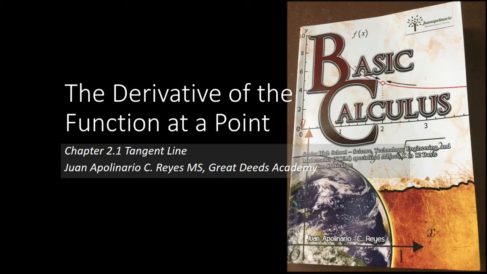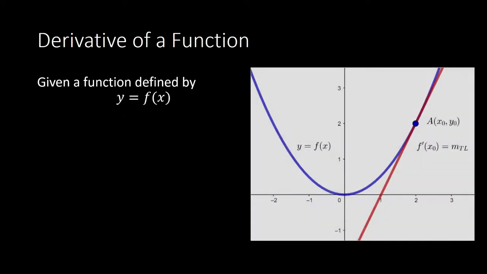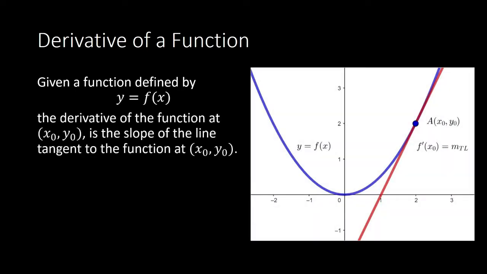The derivative of the function at a point. Given a function defined by y is equal to f of x, the derivative of the function at the point x sub 0, y sub 0 is the slope of the line that is tangent to the function at x sub 0, y sub 0.